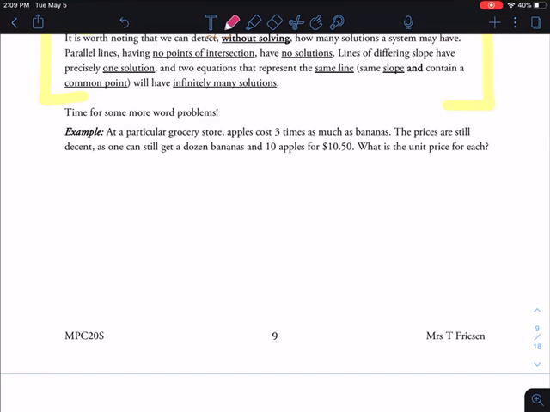Okay, so at a particular grocery store, apples cost 3 times as much as bananas. Prices are still decent because you can get a dozen bananas and 10 apples for $10.50. What is the unit price for each, i.e. how much do you pay for a banana and an apple? First thing with word problems, let statements, okay? So we're going to let B represent the number of bananas and A represent the number of apples.